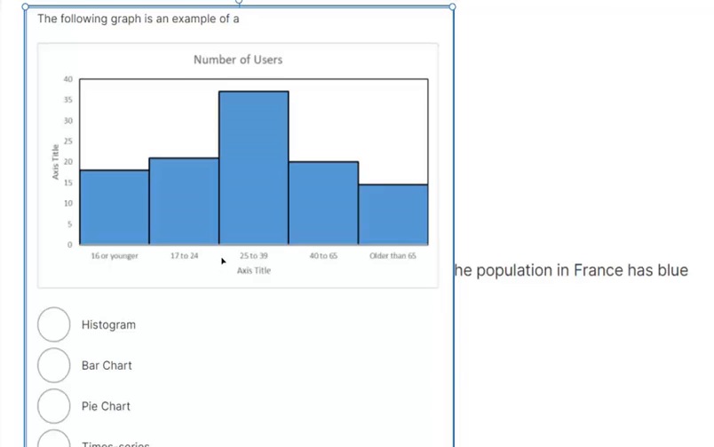Okay, there's no two ways around it. I paused the video. I thought I was missing something. They want this to say histogram because the bars are touching, but it's not a good histogram. Histograms are supposed to have the same size on the x-axis.